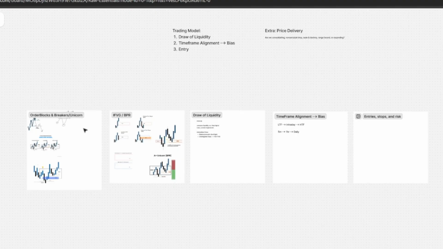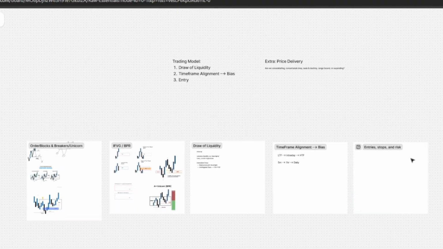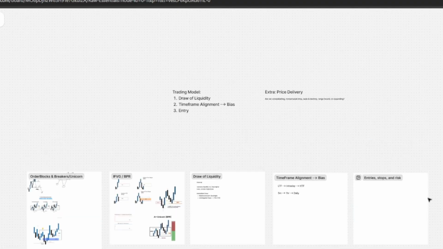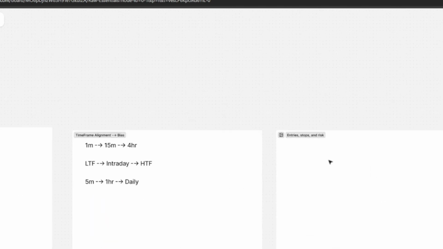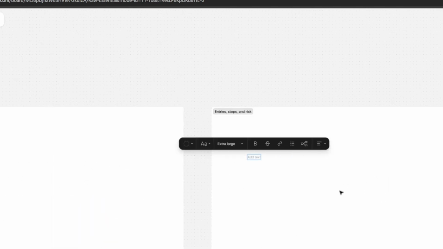Okay, so the last part of this whole thing, we already did the order blocks, breakers, unicorn, inversion, BPR, draw on liquidity, time frame alignment. Last thing will be entries. For me, I always say entries can be anything as long as you have the draw on liquidity and time frame alignment first. So keep that in mind here. Let me just zoom in.